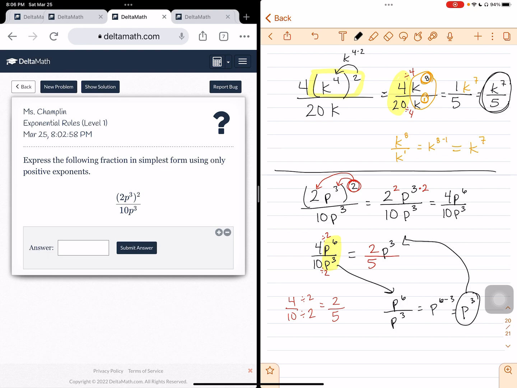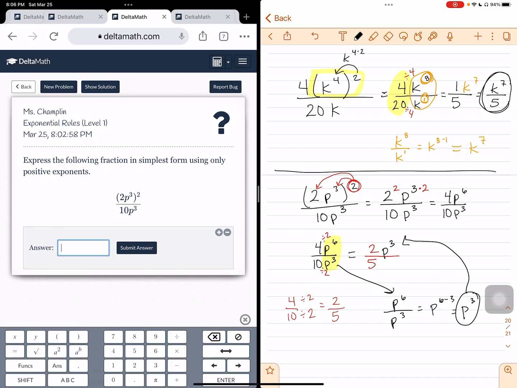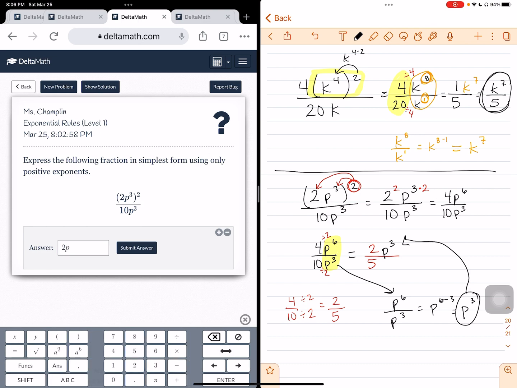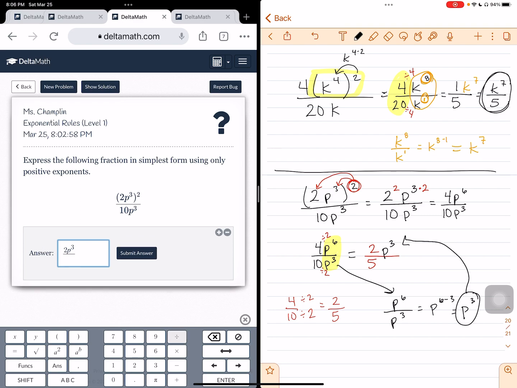We cannot simplify 2/5 anymore. It wants it to be in fraction form, so we leave it as 2/5, not as a decimal, and the P cubed would go on top with the numerator. Just like that.